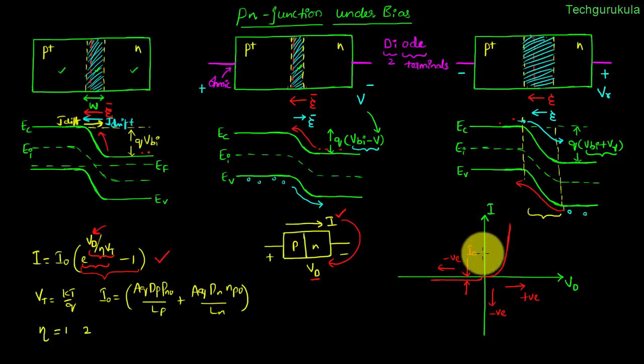And this I naught value practically would be very, very small. As we discussed, the current flow would be small in this case. This I naught value would usually be in microamperes or nanoamperes, whereas the current that flows when Vd is positive would be in a few milliamperes. Compared to this, we can basically neglect the current that is flowing when Vd is negative.